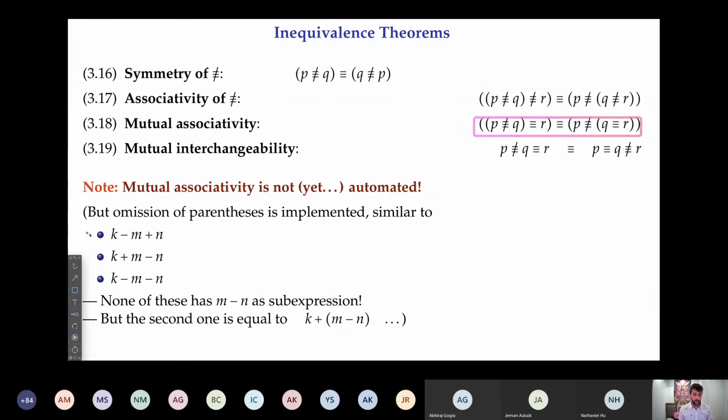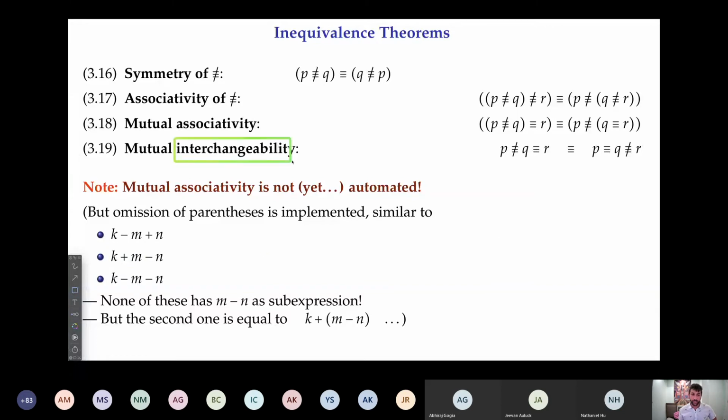This mutual associativity is like when you work with addition and subtraction, right? So you can say k plus m minus n, and this is not vague, right? If you think of it as (k plus m) minus n, or if you think of it as k plus (m minus n), either will be fine. Okay, ducks? So that's a really nice one.